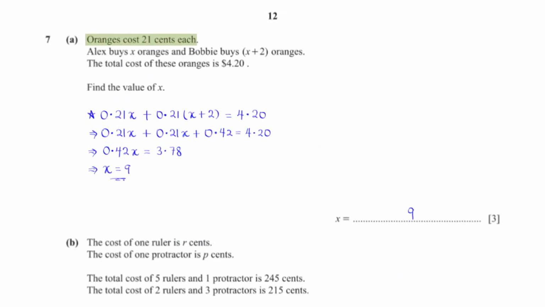Oranges cost 21 cents each. Alex buys X oranges and Bobby buys X plus 2 oranges. The total cost of these oranges is $4.20. Find the value of X.